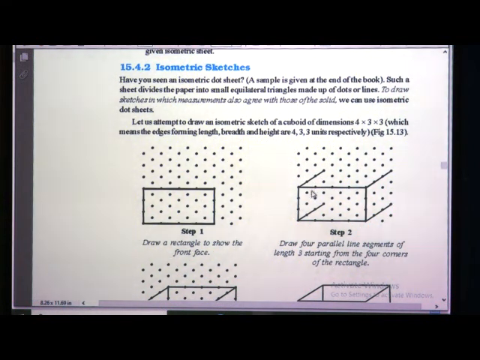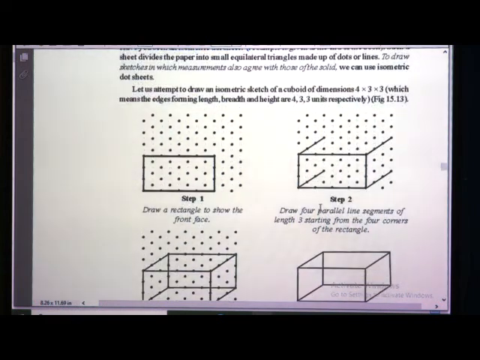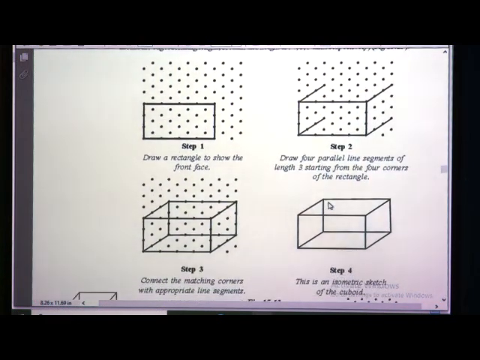After that, we want to find out the height, which is given as 3 dots. So, 1, 2 and 3. We just join these 3 dots, and that is nothing but the height. So, in this way we have tried to draw the height, that is, draw 4 parallel line segments of length 3 starting from the 4 corners of the rectangle. These are all the 4 corners. From the 4 corners we have drawn a segment.